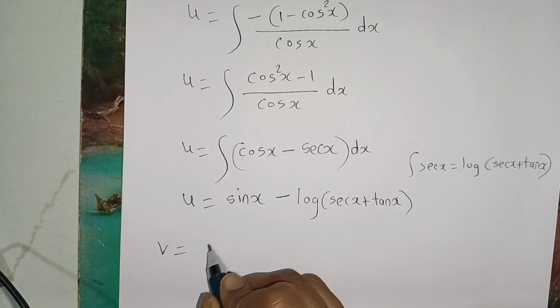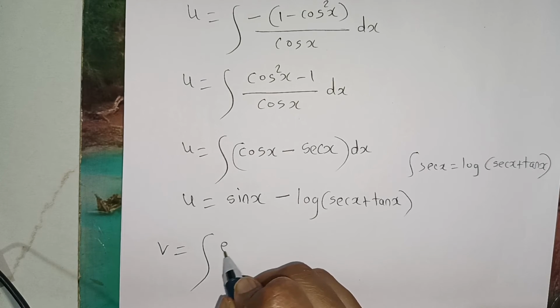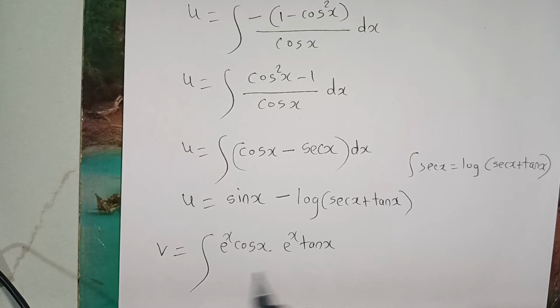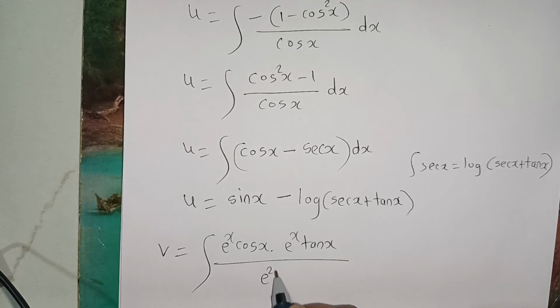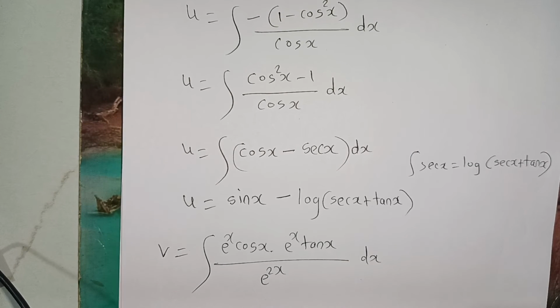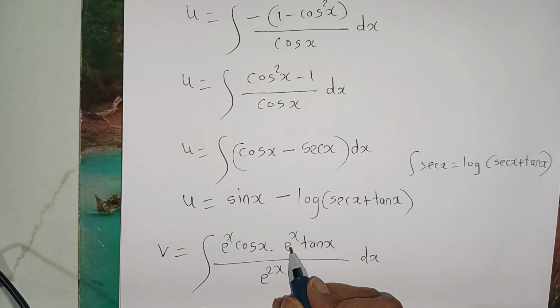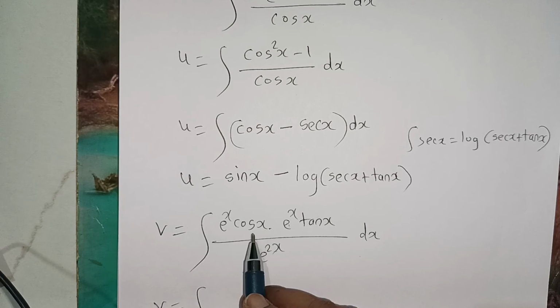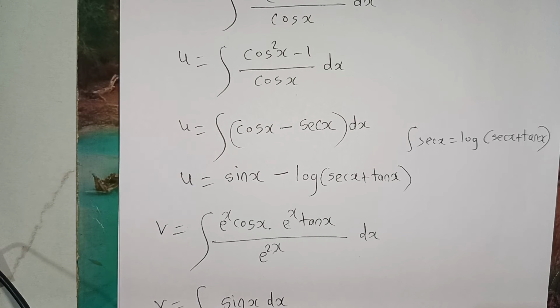Now v is equal to integration of y1, which is e raised to x cos x, multiplied by f of x, which is e raised to x tan x, divided by e raised to 2x, the Wronskian, dx. So v is equal to e raised to x into e raised to x is e raised to 2x, divided by e raised to 2x will get cancelled. Cos x into tan x is sin x. So integration of sin x is minus cos x.